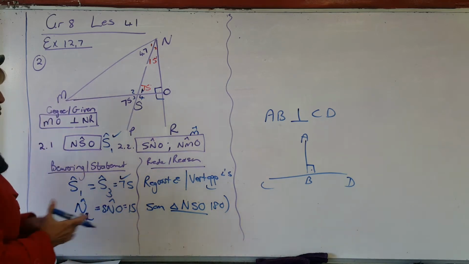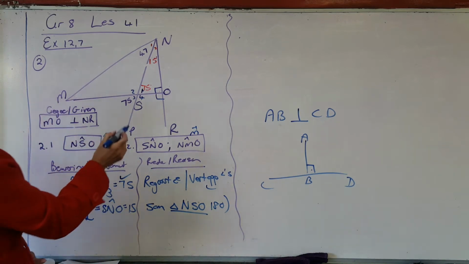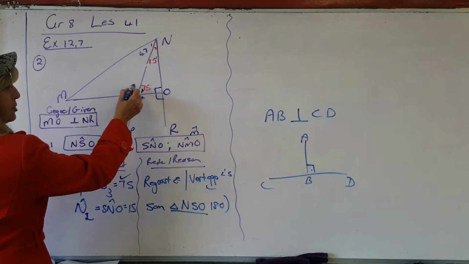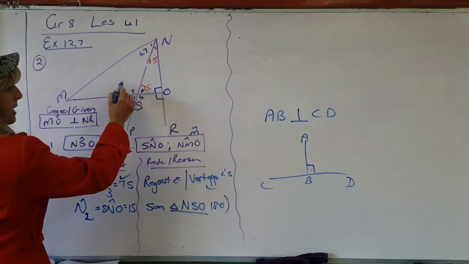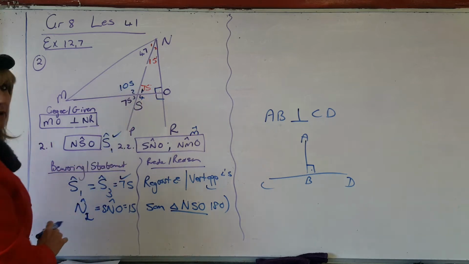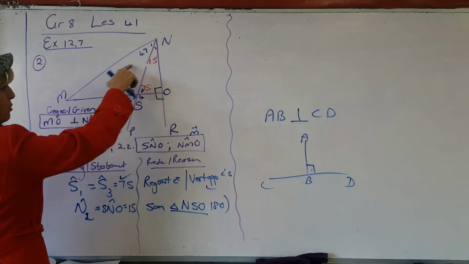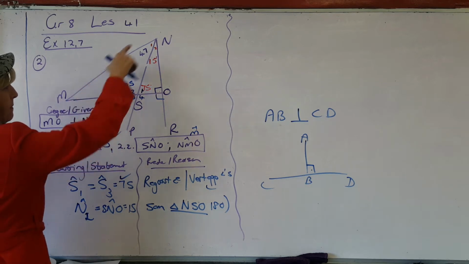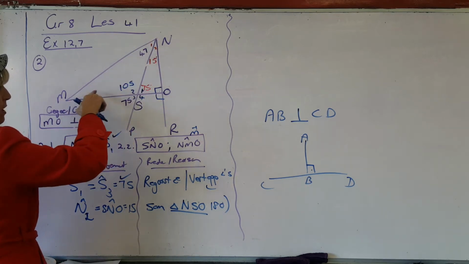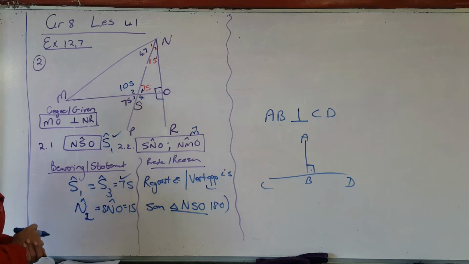So there's various ways again. One thing you could have done is said that this is a straight line and you could get that this is 105. As hy dan 105 is, kan ek ons met die binnehoeke van 'n driehoek hierso werk. In triangle MNS, in that triangle I can do the sum of the angles of a triangle.